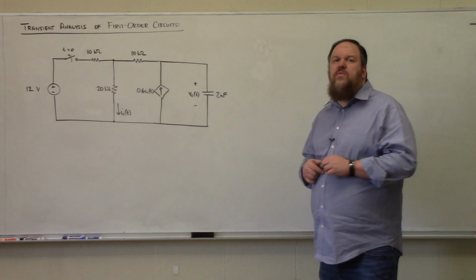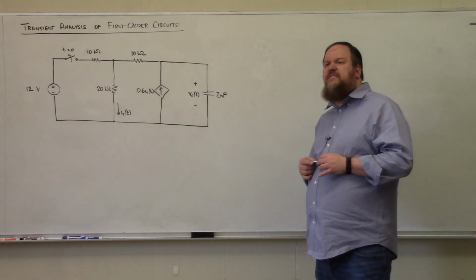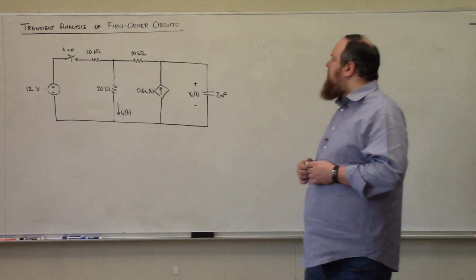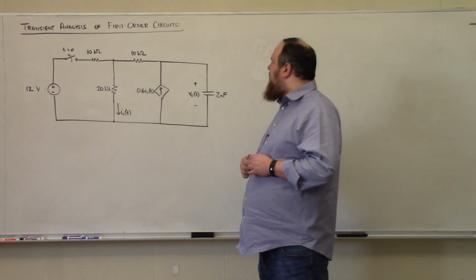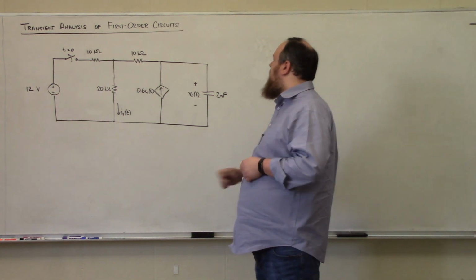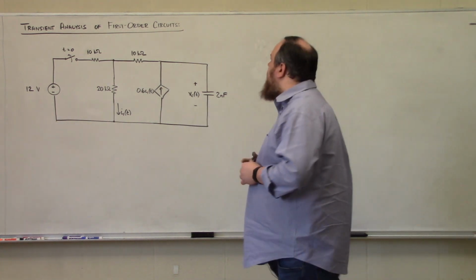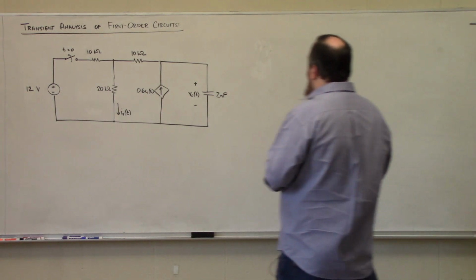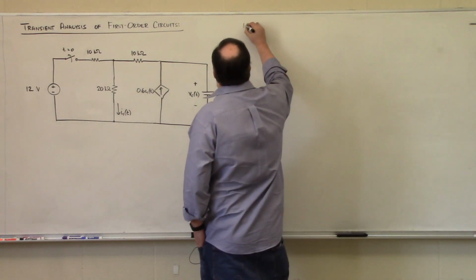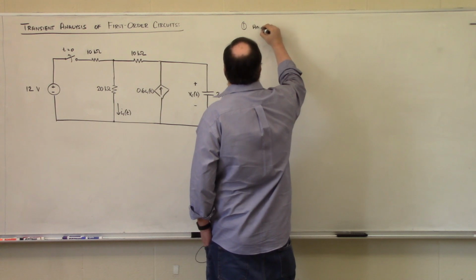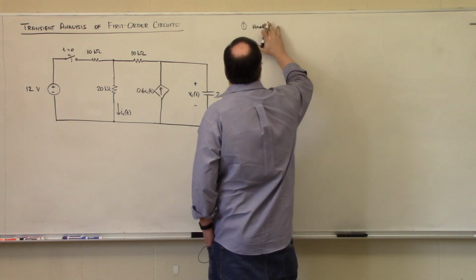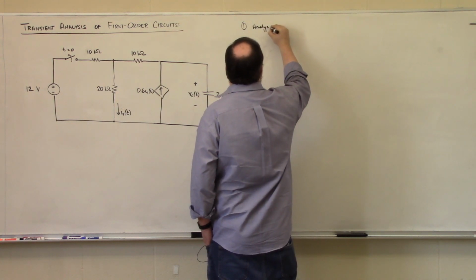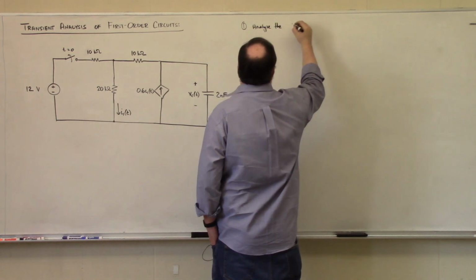The steps that we are going to do to solve this are going to be the same, but there are going to have to be some concessions made, particularly with finding the equivalent resistance of the circuit because of this dependent source. So as before, step one was to analyze the circuit. Analyze the circuit at t is equal to 0 minus.